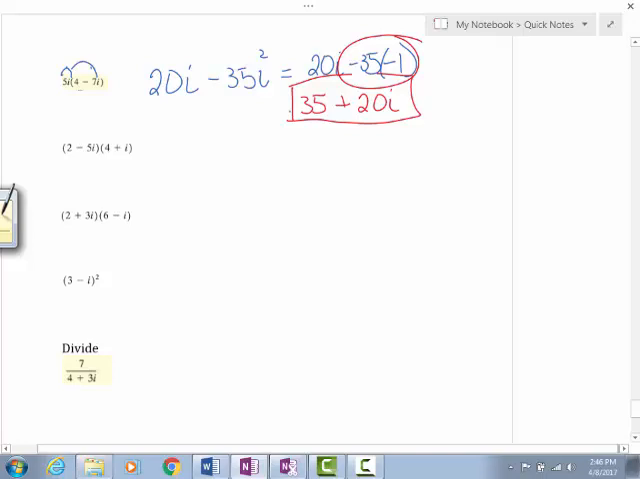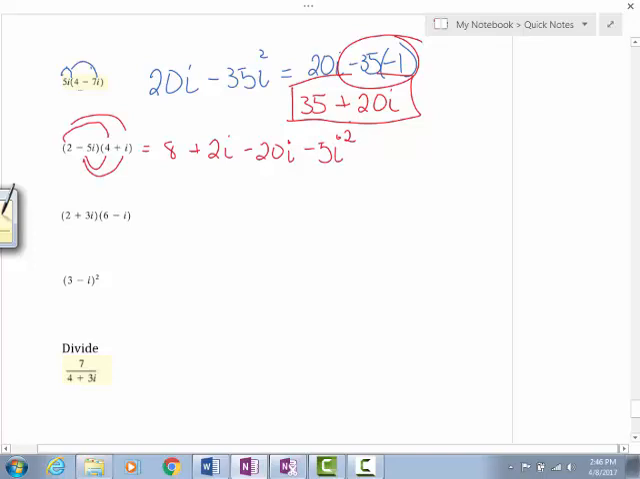All right. So the next problem here, I'm going to do it the same way, but all I need to do really is FOIL this thing out. So we're going to go once, twice. So 2 times 4 is going to leave me with an 8. 2 times a plus i will give me a plus 2i. Now, negative 5i times 4, negative 20i. Negative 5i times a positive i would give me a negative 5i squared.